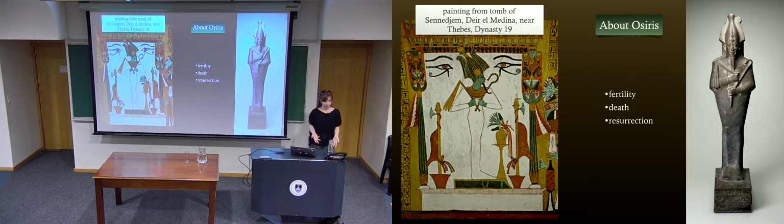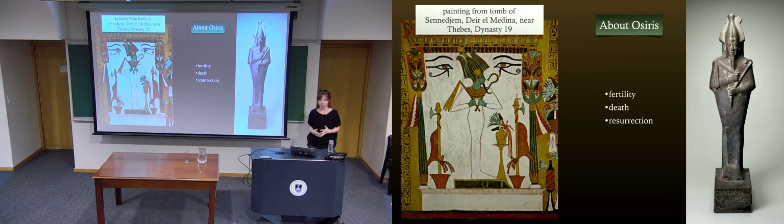So what about Osiris? Who is Osiris? He's one of the most important gods in Egyptian religion and mythology. He, along with Ra and Horus, appear most often in the early texts, in the Pyramid Texts. And he's important for kingship ideology, as I mentioned already, but he's also very popular as a god of death, fertility, and resurrection.